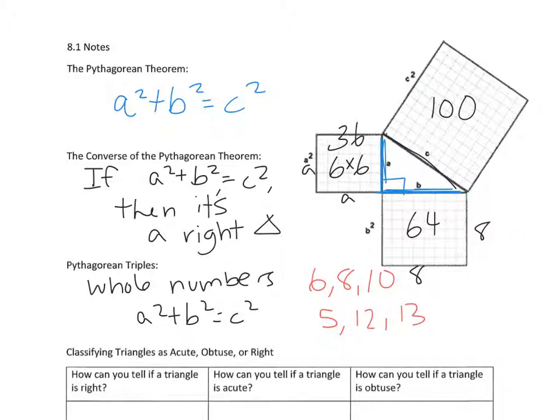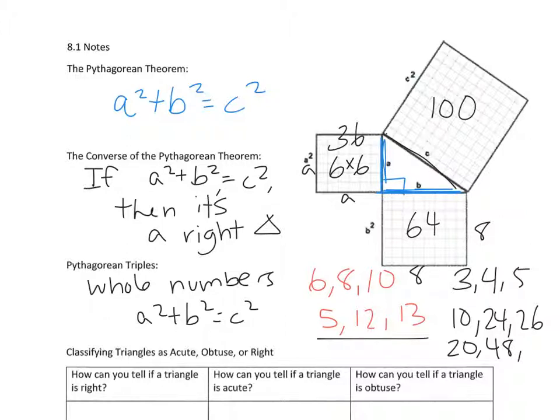So if you know that 6, 8, 10 works, then 3, 4, 5 works. If you know that 5, 12, 13 works, then 10, 24, and 26 works. And I can multiply this by 2, so it could be 20, 48, and 52. That works too.